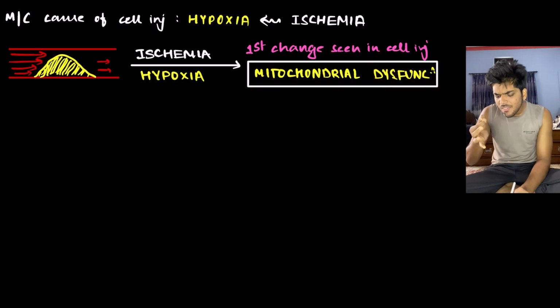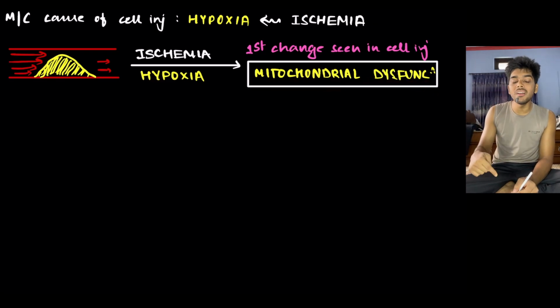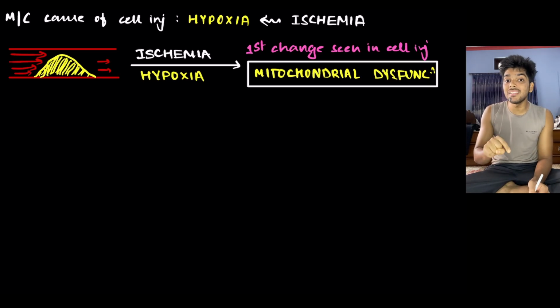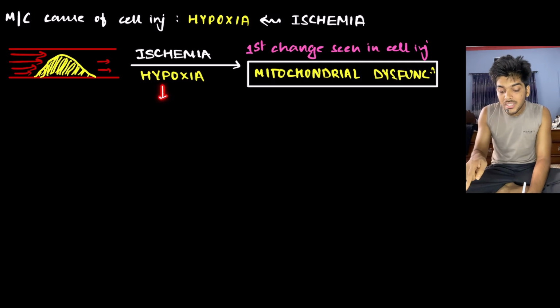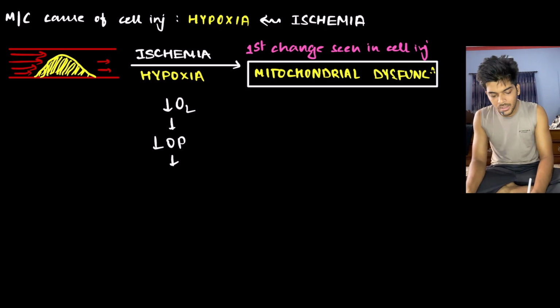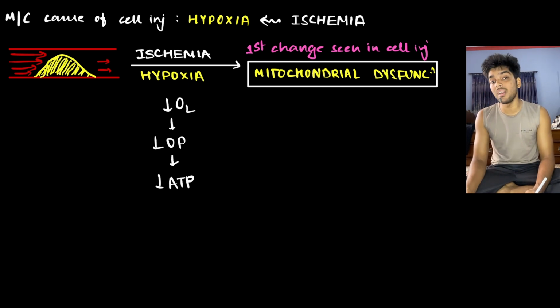So what is the very first change which takes place in cellular injury? It is the mitochondrial dysfunction. Why does mitochondrial dysfunction take place? Impairment in the function of mitochondria, that is production of ATP by mitochondria, takes place due to reduced oxygen supply to the cell. So there is reduced oxygen supply to the cell, so there is reduced oxidative phosphorylation within the mitochondria of the cell. So there is a reduced production of ATP by mitochondria, referred to as mitochondrial dysfunction.